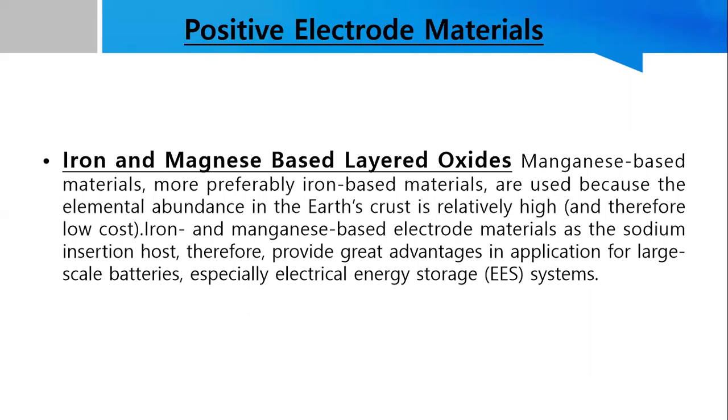Positive electrode materials. So we will distinguish between the positive electrode materials and the negative electrode materials. The first one is the iron and manganese based layered oxide. The manganese based materials, more preferably iron based materials, are used because their elemental abundance in the earth's crust is relatively high and therefore low cost. Iron and manganese based electrode materials as the sodium insertion host therefore provide great advantages in applications for large scale batteries, especially electrical energy storage systems. So this was the description of a positive electrode material which can be chosen. Moving towards the next slide.